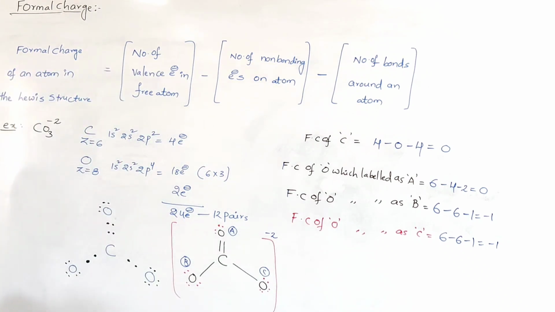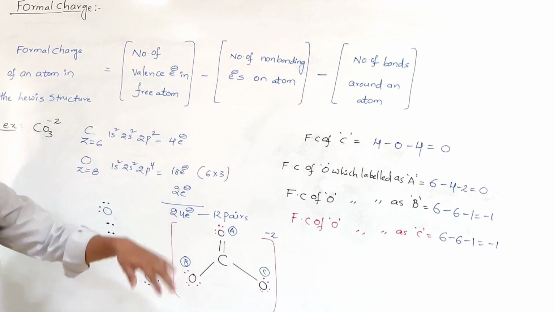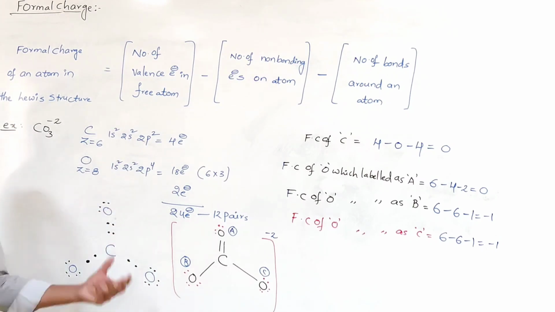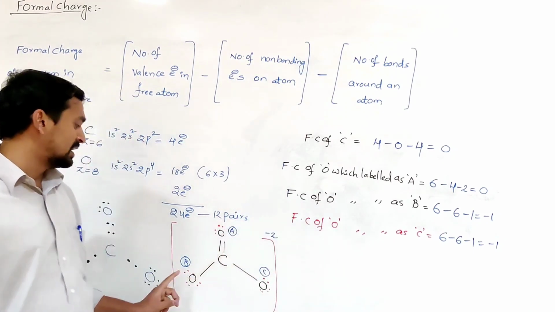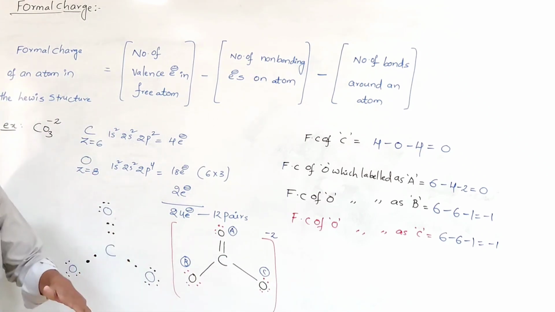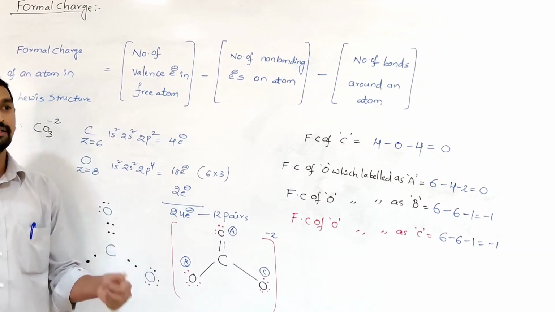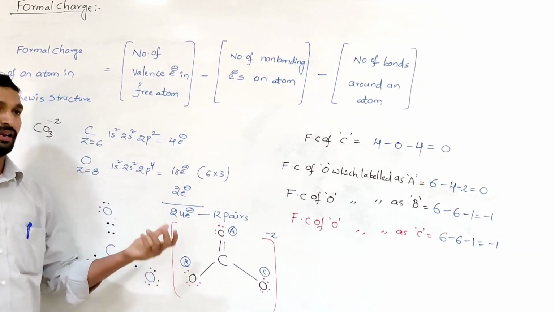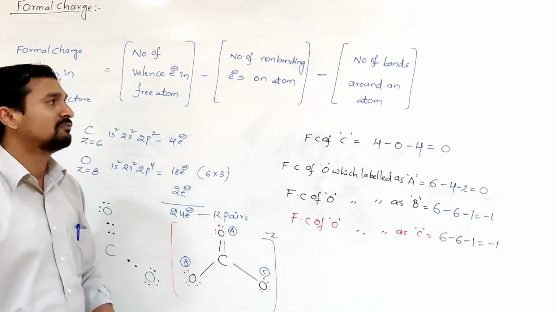That clearly indicates, in the case of the carbon and oxygen labeled as A, there is no difference between the number of valence electrons in a free atom of carbon or oxygen and the number of electrons assigned to the carbon and oxygen in the Lewis structure. Whereas in the case of the oxygen atoms labeled B and C, the number of valence electrons in a free atom is less than the number of electrons assigned to those oxygen atoms. That's why we are getting minus 1 in each case as a formal charge.